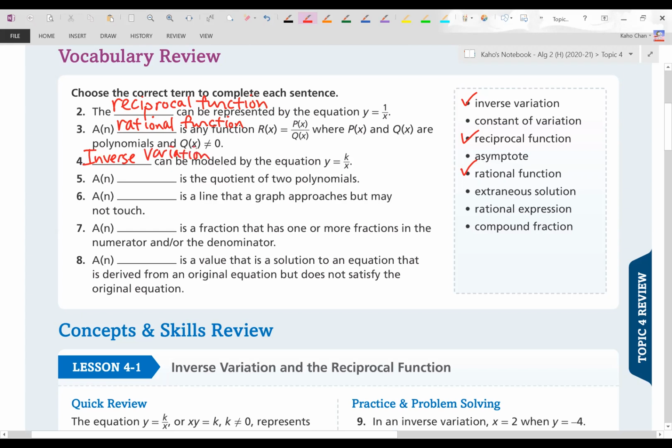Number 5, a or n blank is the quotient of two polynomials. Quotient, of course, means to divide. We are referring to a rational expression. Not equation, expression. Number 6, a blank is a line that a graph approaches but may not touch. That is, of course, an asymptote.